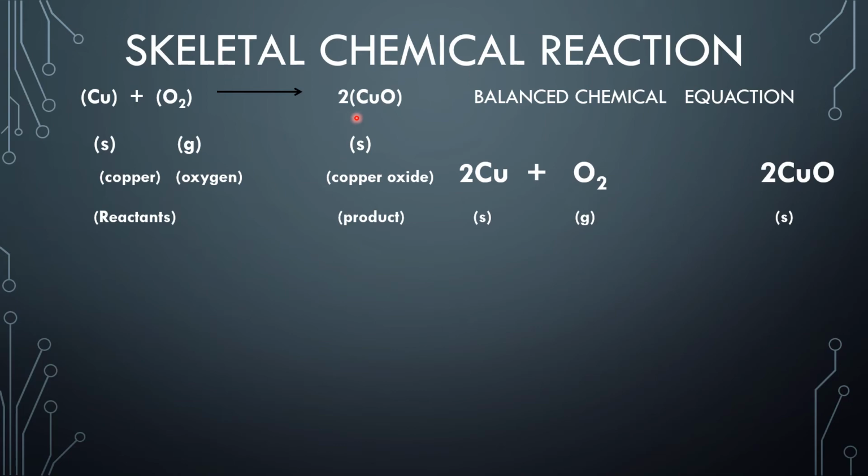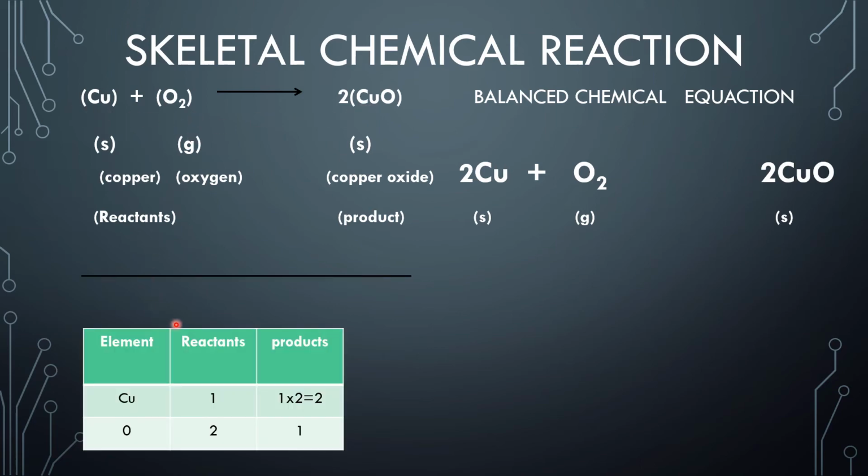of product. In this condition the number of copper and oxygen becomes 2. Now our final equation will be 2Cu + O2 → 2CuO. In the table we multiply the product copper by 2, so the number of atoms becomes 2.